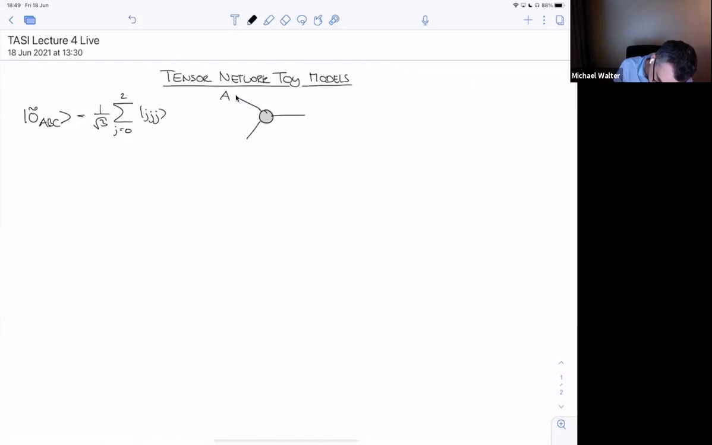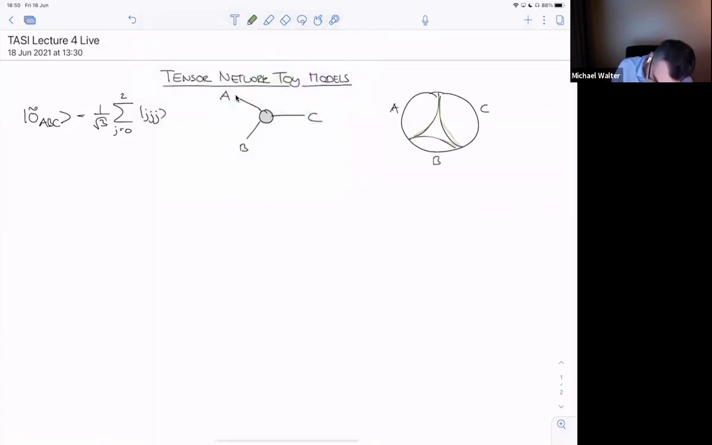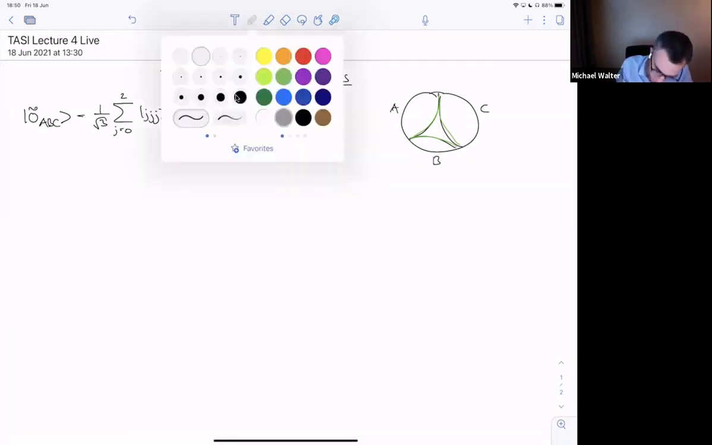So pictorially, if you think of this as a very coarse bulk, we can identify this with a situation, it looks a bit horrible, where we have three systems, A, B, and C, and the RT surfaces are those. Computing the entropy of subsystem A in this picture would be the area of the surface, whereas from the perspective of the tensor, it would just be the most economic way of separating this very trivial network into two pieces, such that one piece only contains A and the other piece only contains BC. So if I want to separate A from BC in this picture, there are two ways of doing it.